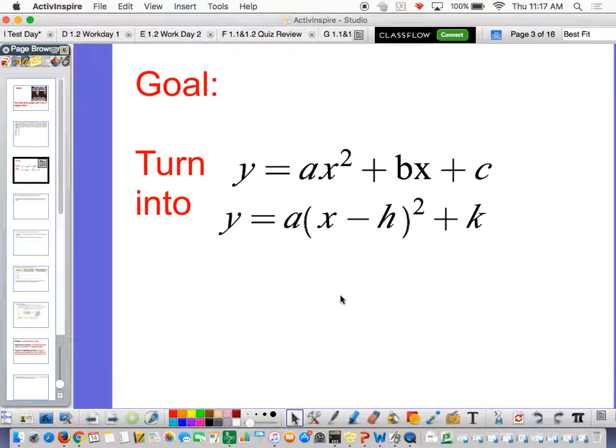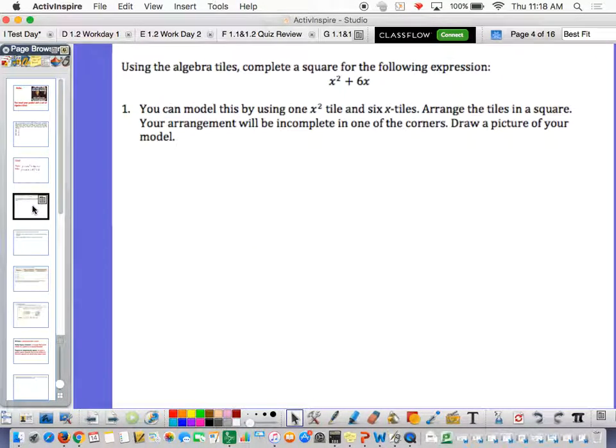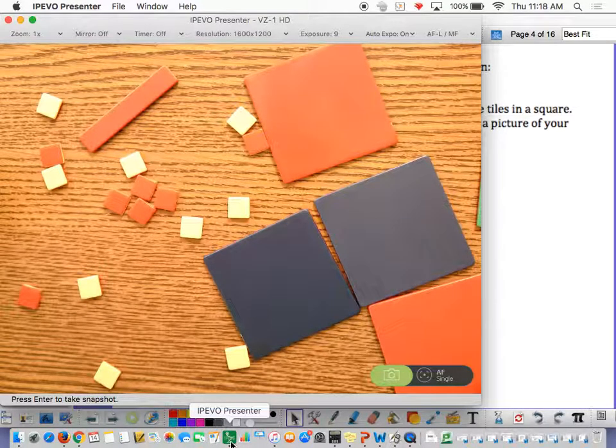The goal of this section is to be able to turn something from standard form into vertex form. I've been telling you guys for the past couple of weeks that there is a way to do it. You just don't know how yet. And so today we're going to learn how to take it from standard form and turn it into vertex form. Okay. And so obviously you don't have algebra tiles, so you're going to watch me do this next section here.